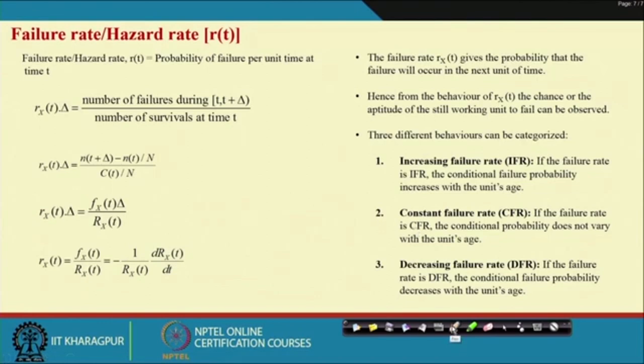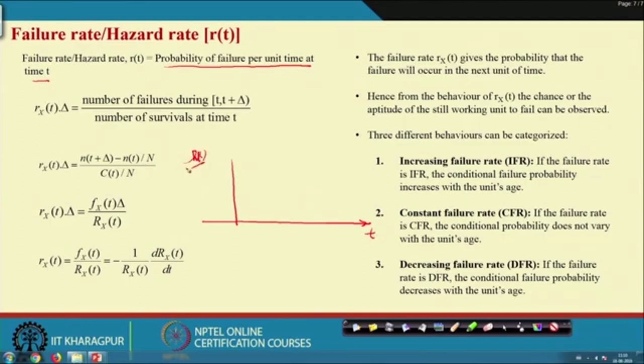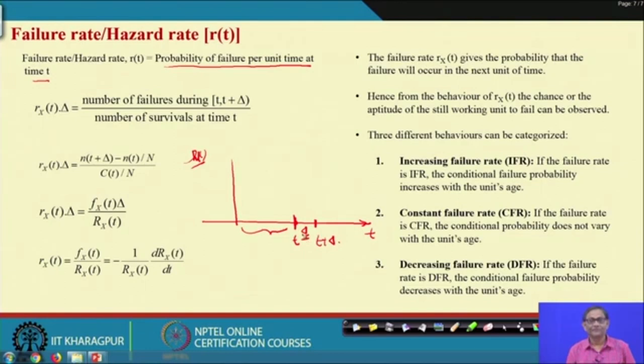See what hazard rate is here. Be careful. We are saying that hazard rate is the probability of failure per unit time at time t. We have a timeline t, and this is our hazard rate h(t). We are interested in finding out, suppose the unit survived till time t, then we create another time interval delta, so this point is t plus delta. This is the probability that the unit, having survived up to time t, will fail within this small interval delta t. That is the hazard rate. That is why it is also known as failure rate, or more precisely instantaneous failure rate. Delta is a very small amount of time.